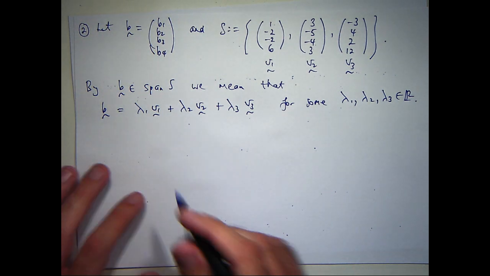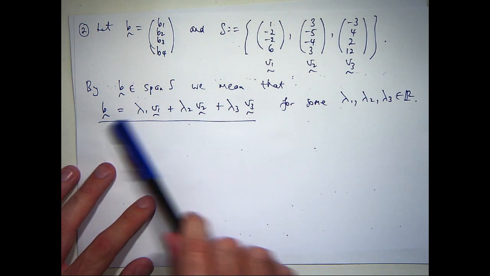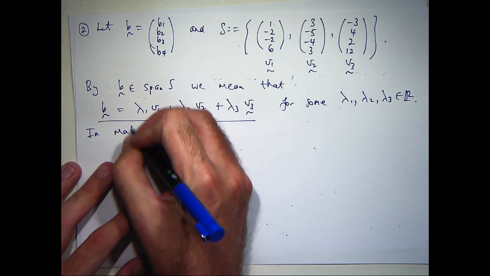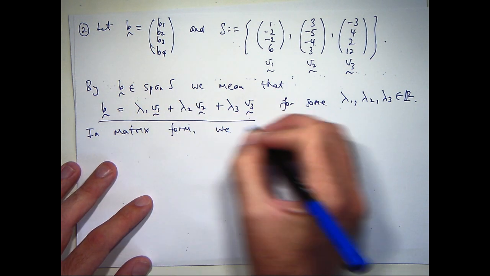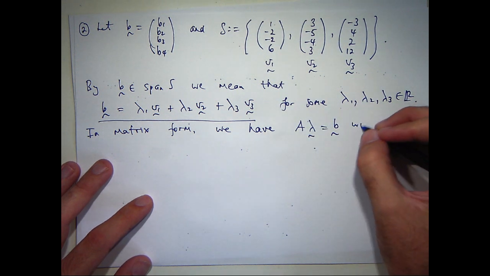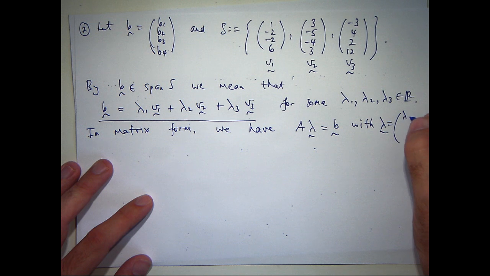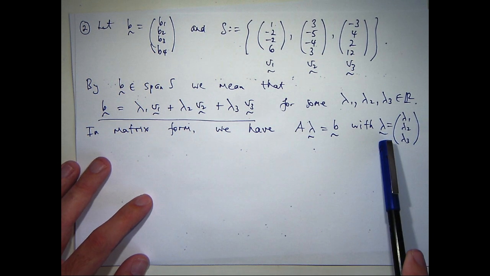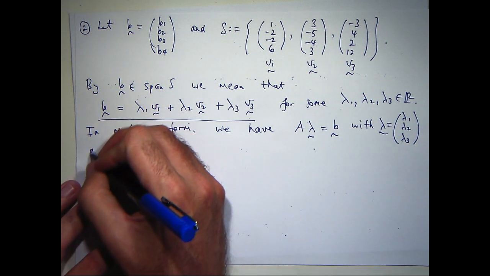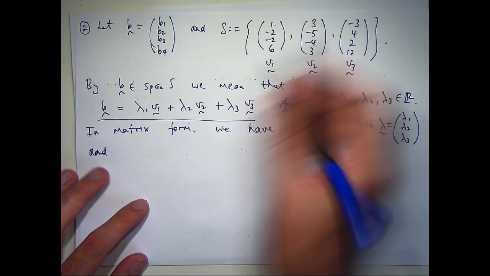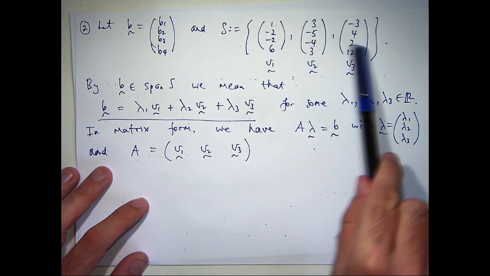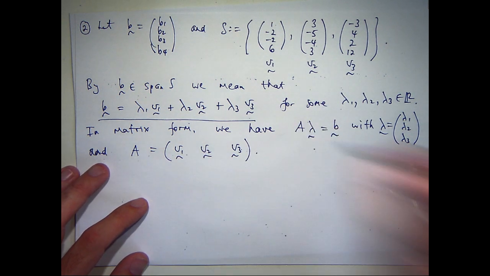Anyway, back to the question. What does this actually mean? Well, we can write this as an equation involving a matrix. If I denote this vector lambda by lambda 1, lambda 2, lambda 3, this is just A lambda equals b, with A equal to a matrix whose columns are just these particular vectors. I'm just writing down v1, v2, v3 to save some space.